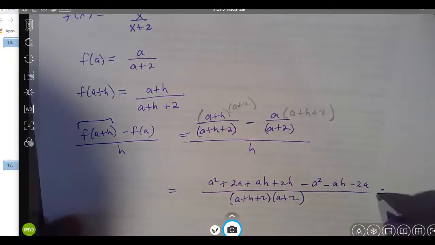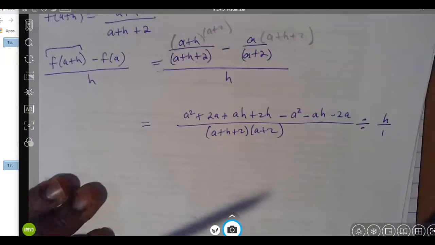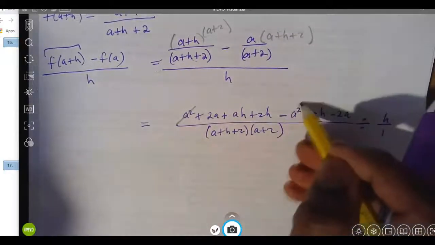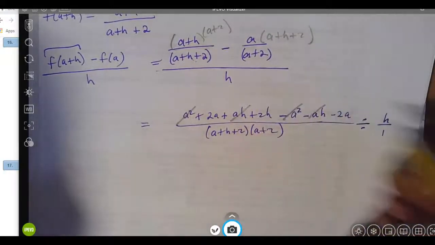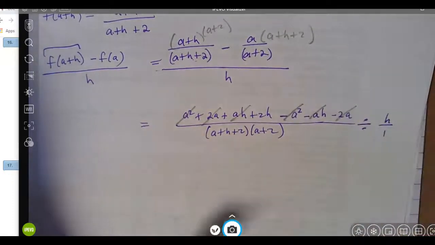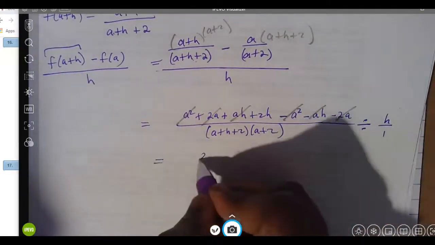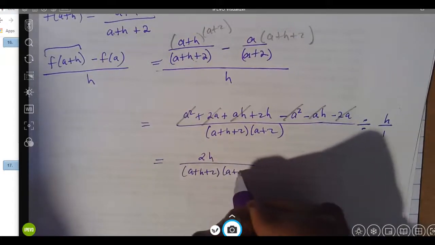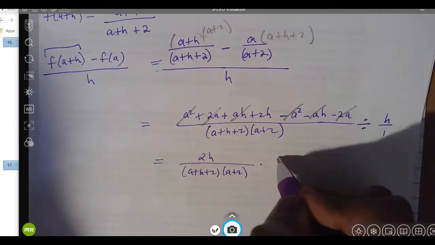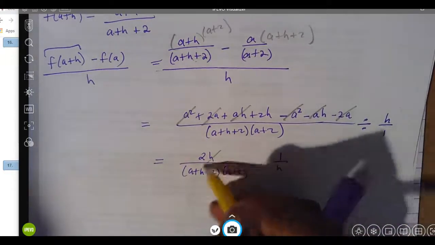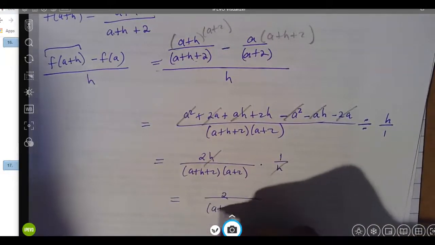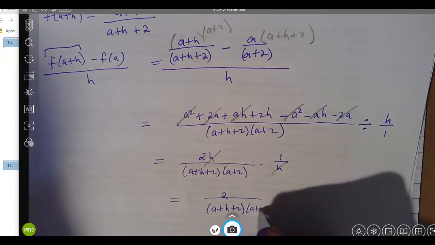I'm going to write it this way using the division symbol, divided by h, and it's h over 1. So I'm going to flip that in the next step. But first, let's clean up. A squared and minus a squared cancel out. Ah and negative ah, 2a and negative 2a. So you're left with 2h divided by this. And then I'm going to change that to multiplication and flip that. And so the h's cancel. So you just get a 2 divided by a plus h plus 2 times a plus 2.